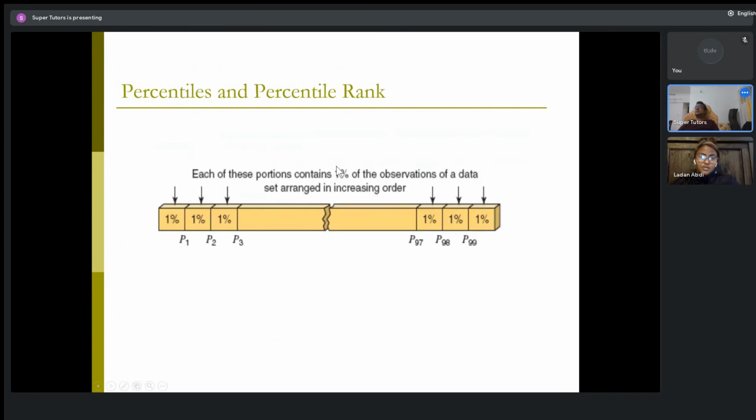Percentiles and percentile rank. Now, each of these portions contains 1% of the observations of a data set. Similarly, in case of percentiles, we divide the data into 100 equal parts. Quartiles, 4 equal parts, 25% each. Percentiles, 100 equal parts, 1% each. In order to cut a cake into 100 parts, you need 99 cuts. So the first cut is P1, percentile number 1, P2, and hence the last one is P99.